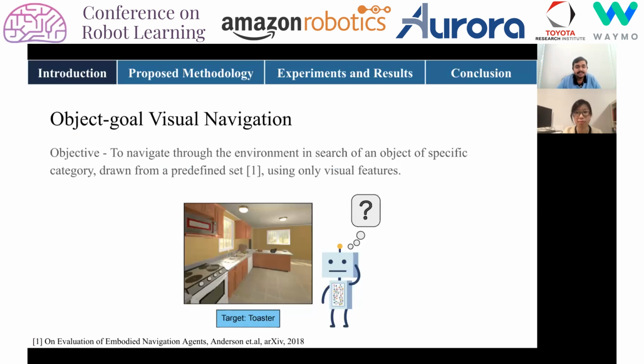The task we consider here can be formally defined as enabling an embodied agent to navigate through the environment in search of an object of specific category using only visual features. This can be seen in the figure below, where the agent can see a snippet of what looks like a kitchen, and using only this information, it has to navigate to the toaster.